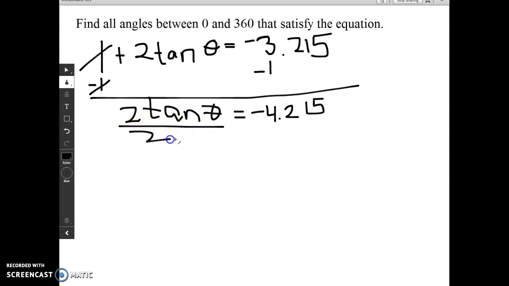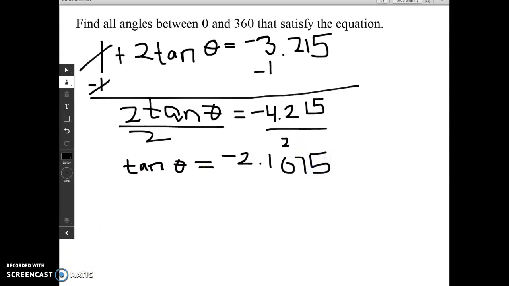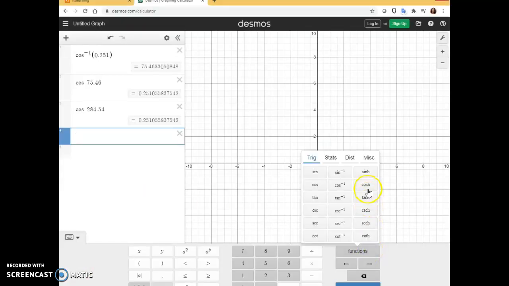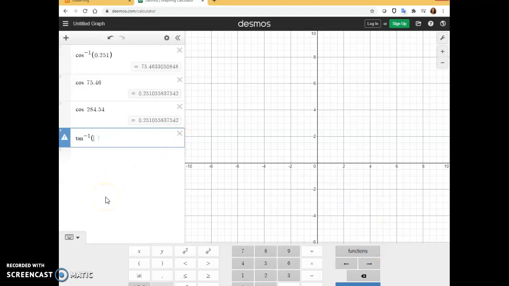Now I'm going to divide both sides by 2, and I get tangent theta is equal to negative 2.1075. So let's put that in our calculator. My function's tan inverse, and I'm going to put negative 2.1075. And I get negative 64.6. We're going to round to 65. So let's go put that on a whiteboard.